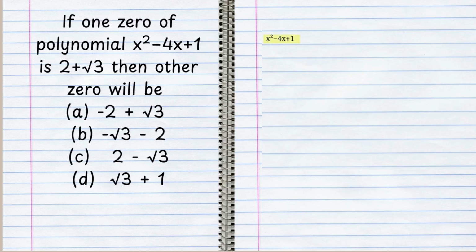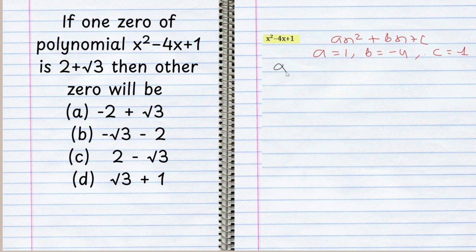Now comparing this given polynomial with the standard form, and what is the standard form? This is ax square plus bx plus c. From here we get a as what? Coefficient of x square, which is 1, b as negative 4, and c as 1 over here.